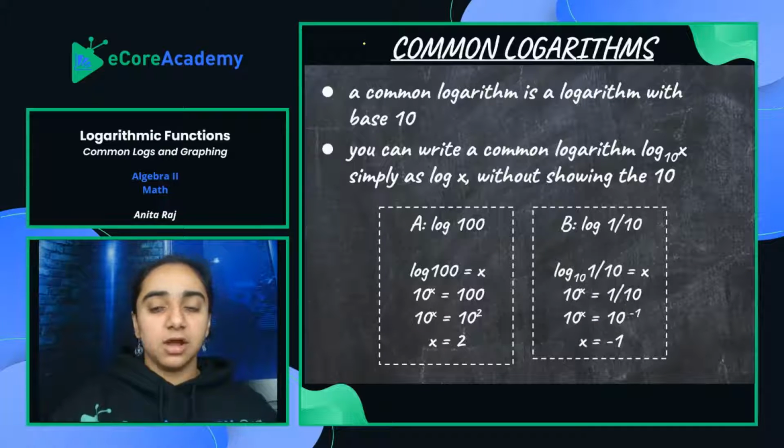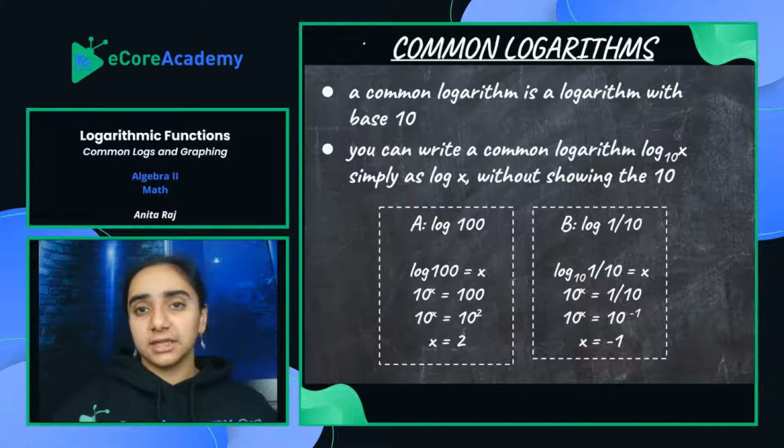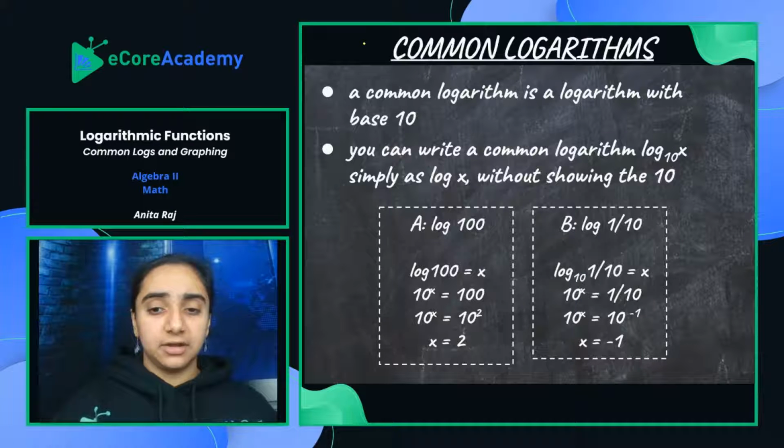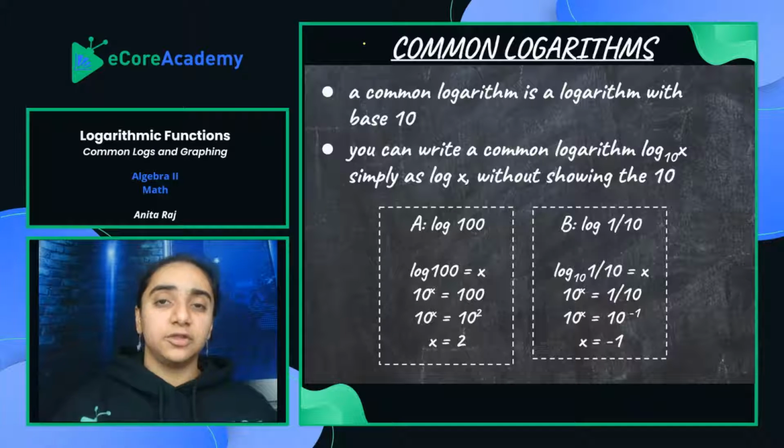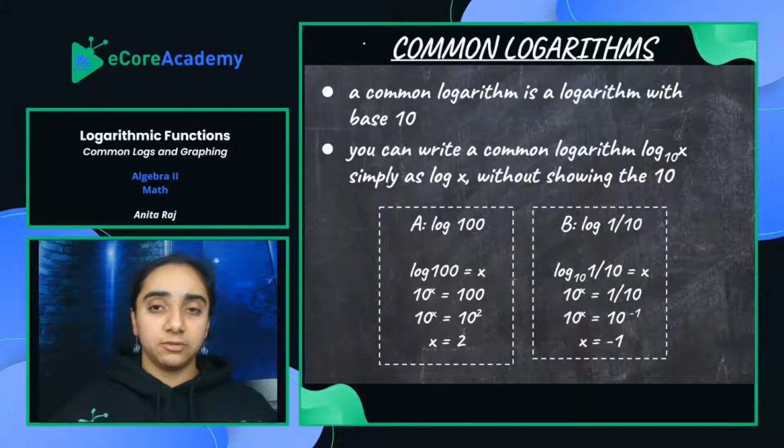Here's the second common log. We're trying to find the common log, or log base 10, of the fraction 1/10. In this case, we're going to set that equal to x. Again, log base 10 of 1 over 10 is equal to x. Then we rewrite it as 10 to the power of x is equal to 1/10, which is the fraction.